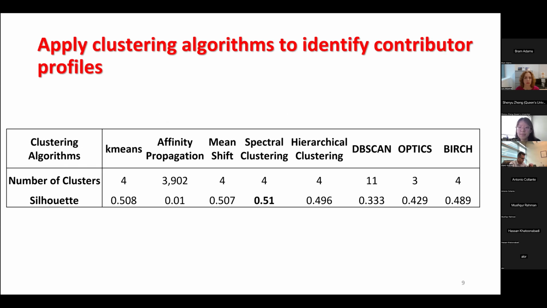And next, we apply 8 clustering algorithms to group contributors based on our selected features. And we use silhouette score to evaluate the clustering results and select the result. And we select the results from spectral clustering because it has the highest silhouette score. And we built 4 profiles based on the 4 clusters.